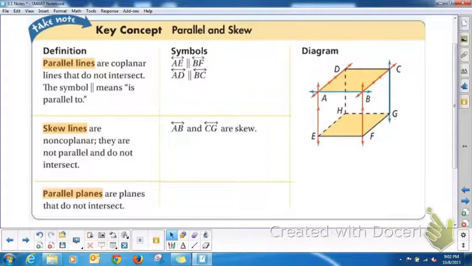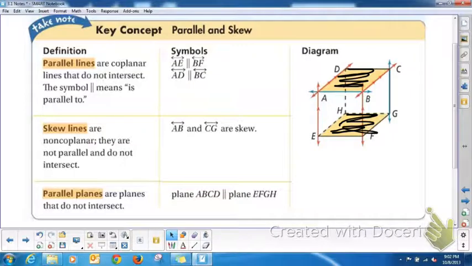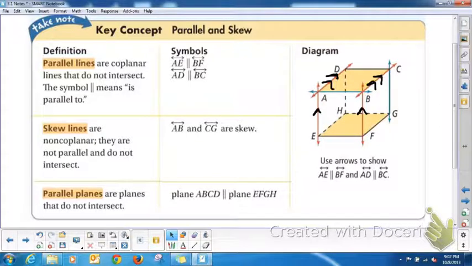Parallel planes are planes that do not intersect. We've already discussed these a little in class. In this picture, plane ABCD, which is the top, and plane EFGH, which is the bottom, are parallel planes. You use arrows to show lines are parallel. So one arrow matches to one arrow and two to two. Doesn't mean they are congruent. It means that they are parallel. So line AE is parallel to line BF and line AD is parallel to line BC.